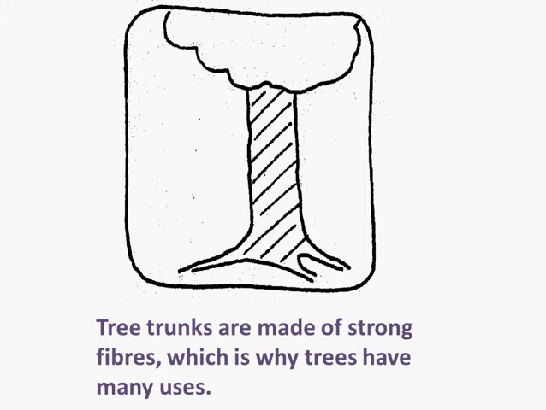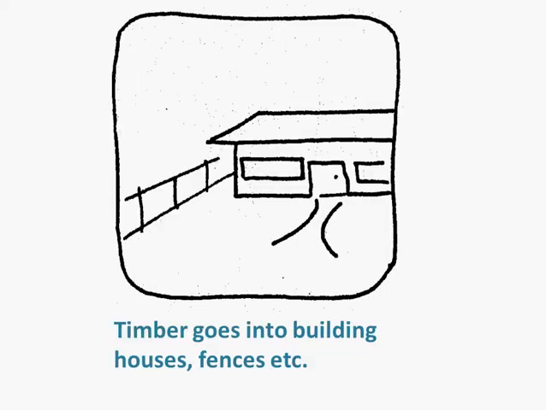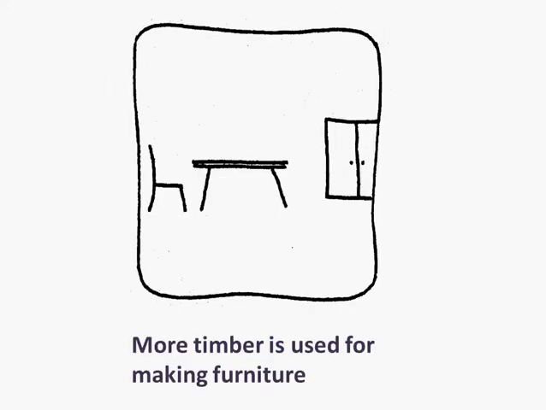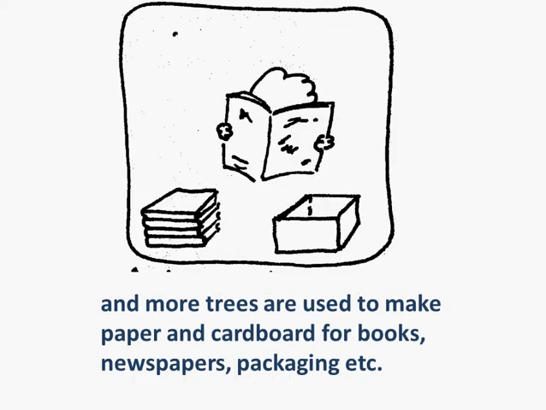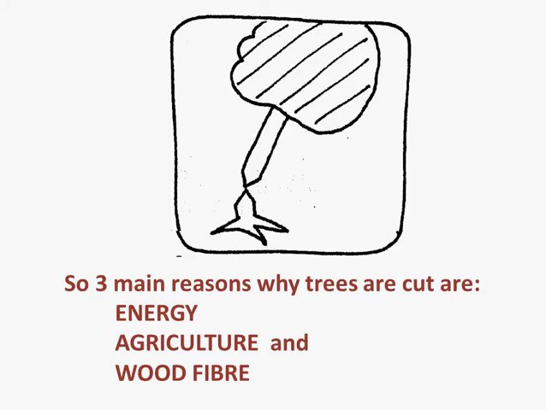Tree trunks are made of strong fibres, which is why trees have many uses. Timber goes into building houses, fences, etc. More timber is used for making furniture. And more trees are used to make paper and cardboard for books, newspapers, packaging, etc. So, 3 main reasons why trees are cut are energy, agriculture, and wood fibre.